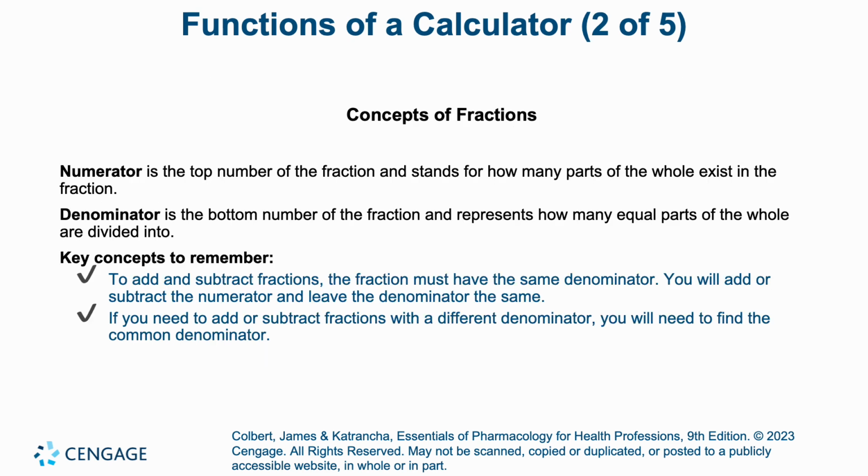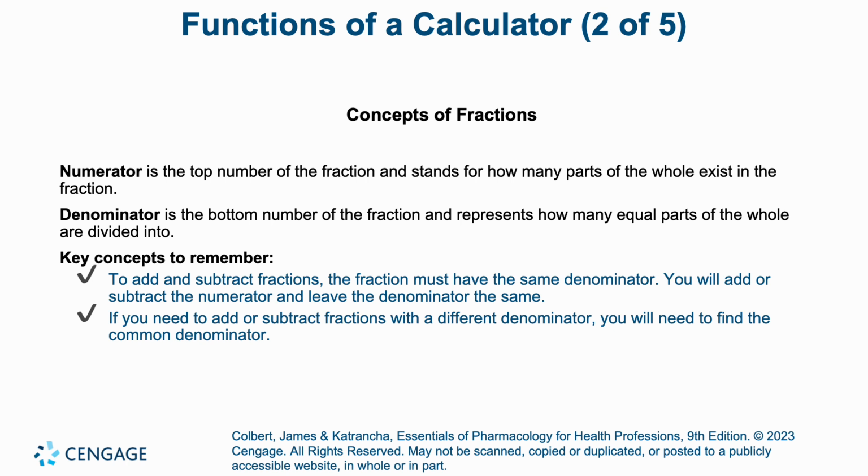The concept of fractions is also something that you need to be familiar with. So I talked about this a bit in the lecture for Chapter 5, but the numerator is the top number of a fraction, and it stands for how many parts of the whole exist in the fraction. The denominator is the bottom number of the fraction, and it represents how many equal parts of the whole is going to be divided into. Key concepts to remember: when you are adding and subtracting fractions, the fractions must have the same denominator, so that bottom number must be the same. You will add or subtract the numerator and leave the denominator the same for your final answer.